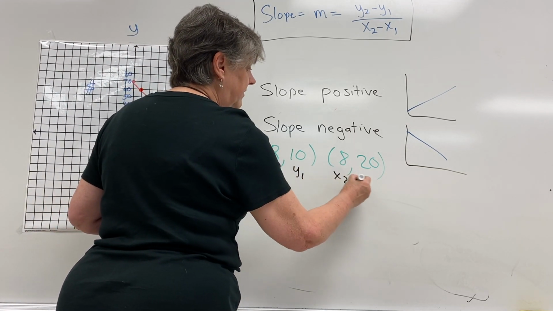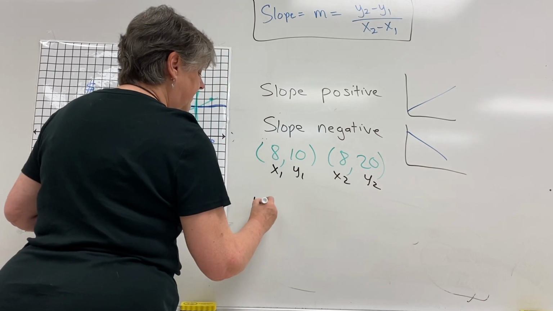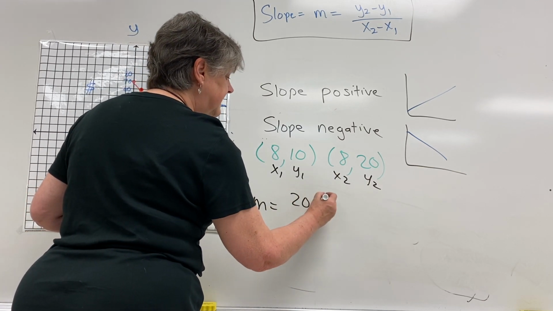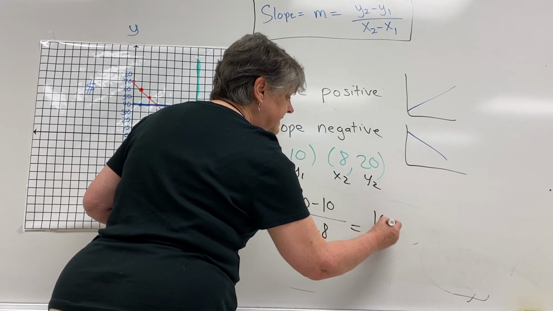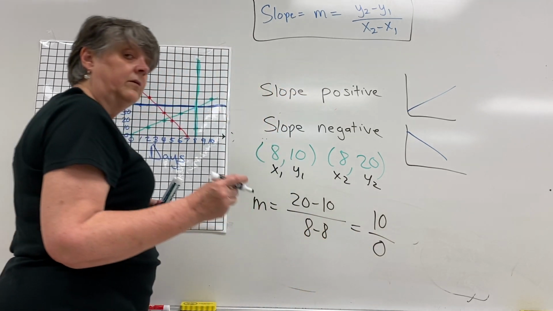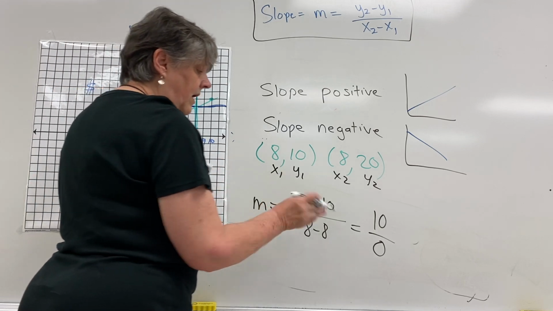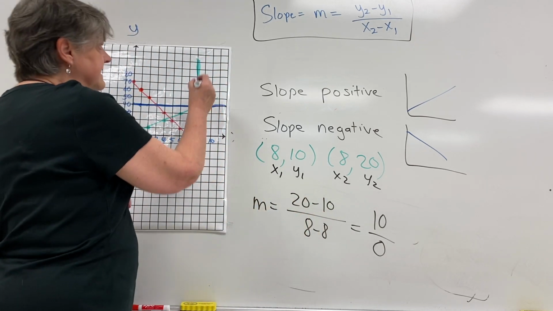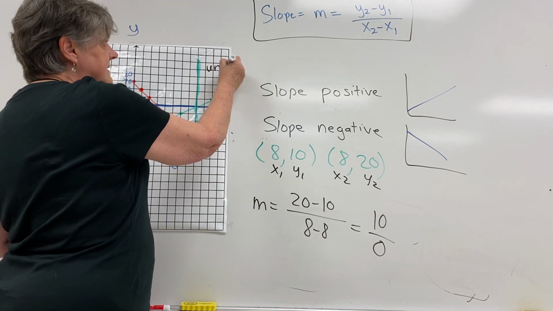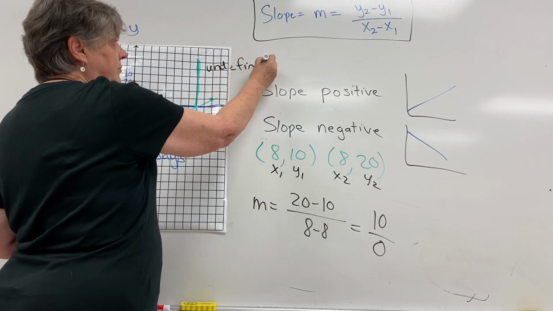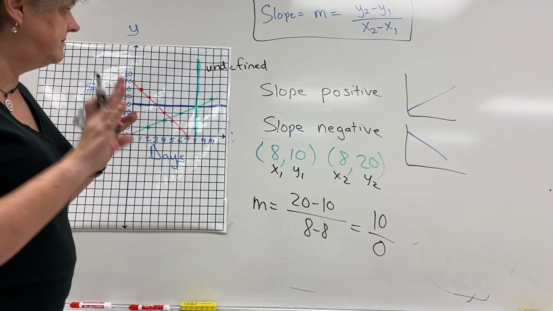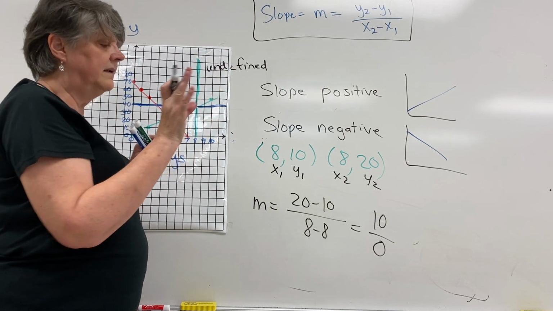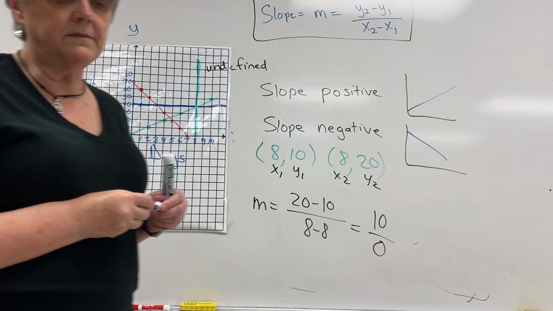And if I plug this into the slope formula, I have slope equals 20 minus 10 over 8 minus 8. And that's going to give me 10 over 0. And remember, only Chuck Norris can divide by 0. We can't do it. So this is considered undefined. This is considered an undefined slope. And if you ever divide by 0, it's not going to be anything. It's going to end up being undefined. So we'll end up stopping at that point.